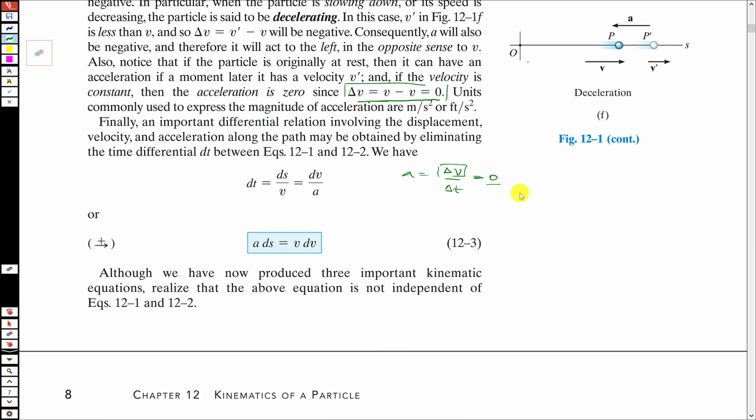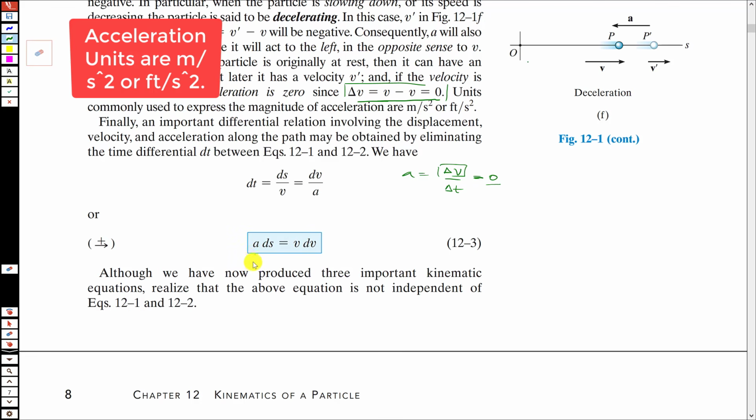Now we can define another relation between acceleration, position and velocity. So first we have defined velocity, which is ds by dt, and then acceleration is dv by dt. Now if I write dt from the first formula, then dt will be ds by v, and if we write dt from the second equation, then dt will be dv by a.